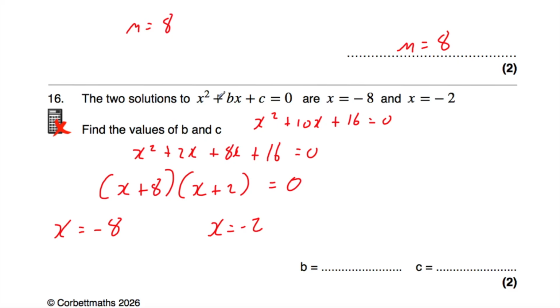Now the question said to find the values of b and c. So b is the coefficient of x, the number in front of the x, so that's 10, so b is 10. And c is the constant on the end, so that'd be 16. And that's our answer. b is equal to 10, and c is equal to 16. Okay, let's look at our next question, question number 17.